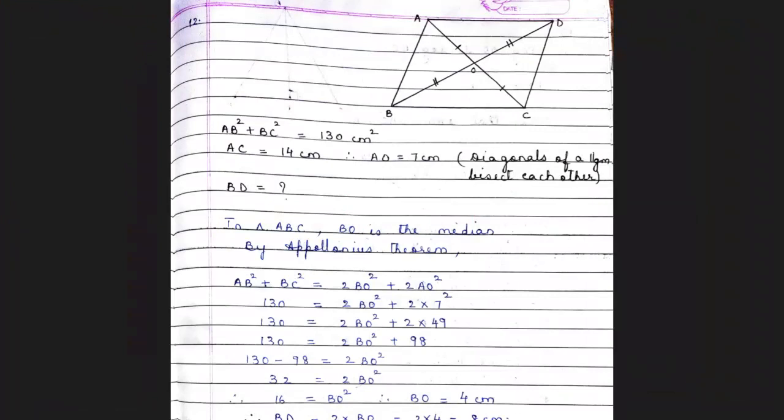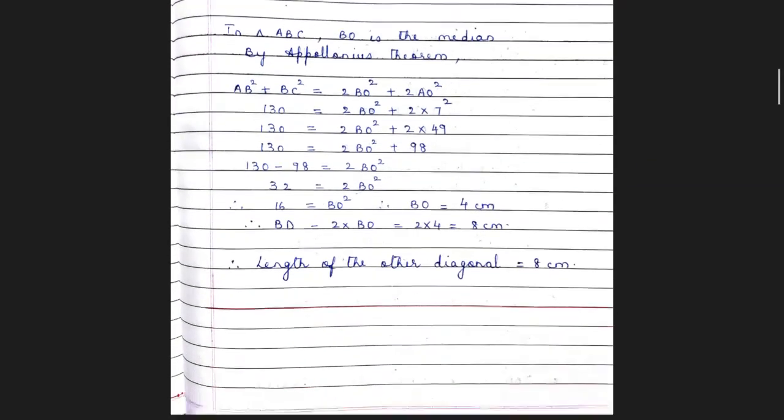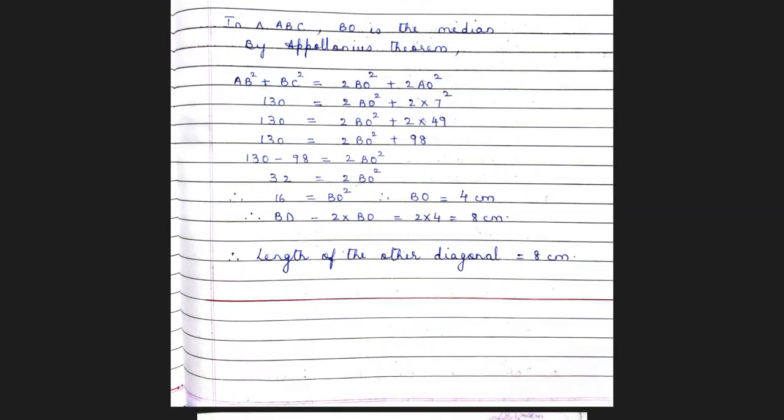Now what we'll do is take triangle ABC. Now since BO is the median, I can use Apollonius theorem. So AB square plus BC square equal to 2BO square plus 2AO square. Now you are already given AB square plus BC square is 130. So substitute it. 2BO square plus 2 into, in place of AO, I can substitute 7. So 7 square is 49. 2 into 49, 98. Bring it to the left hand side. You get 32. You get the value of BO as 4 centimeter.